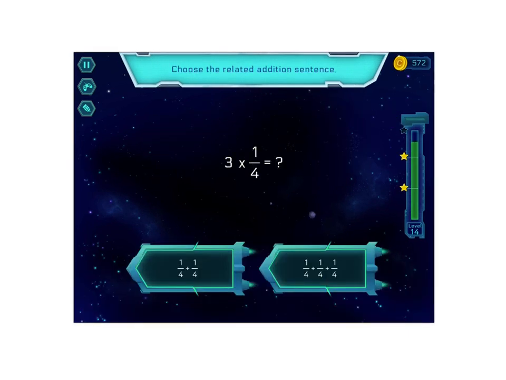Now this time there's no picture. They're just trying to get you to see if you can find which repeated addition sentence fits. Is 3 times 1/4 the same as 1/4 plus 1/4, or 1/4 plus 1/4 plus 1/4? Well, how do you know? You've got to see that 1/4 3 times. And that's this one right here.